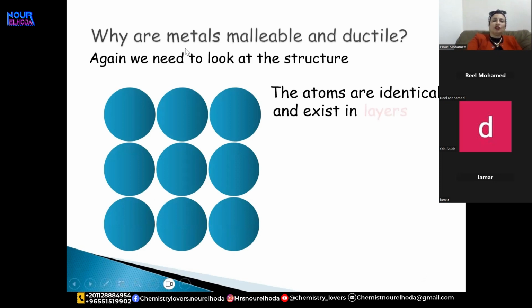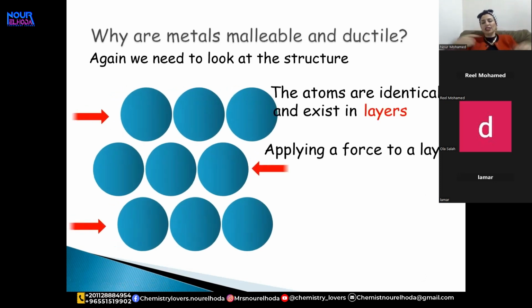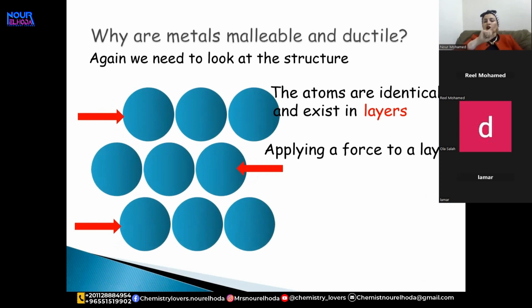Here, if you apply any type of force, if I'm going to apply a force, all the positive ions are not going to repel each other. They are not going to separate. Why will they not separate?